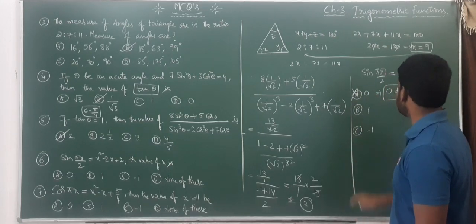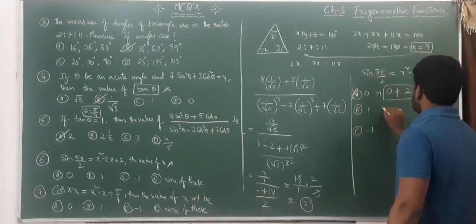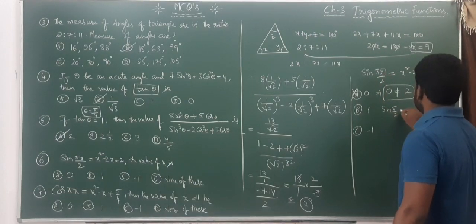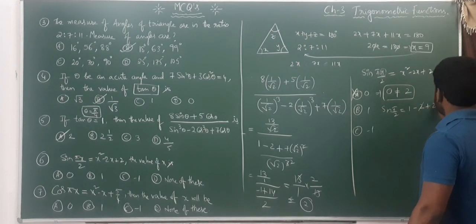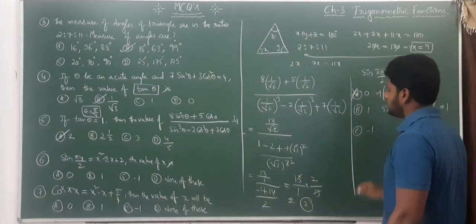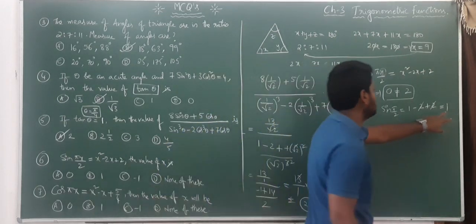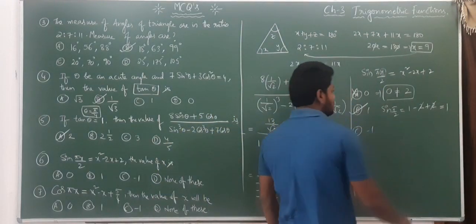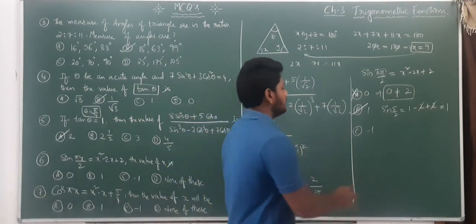Next, go for option B. You substitute 1: sin pi into 1 is pi. So sin pi by 2 is equal to, substituting 1, 1 square minus 2 into 1 is 2, plus 2. Minus 2 plus 2 cancel, which is equal to 1. But again we know that sin pi by 2, which is sin 90 degrees, has the value 1. So we got LHS equal to RHS. Option B is correct. Once you check minus 1 also, right?